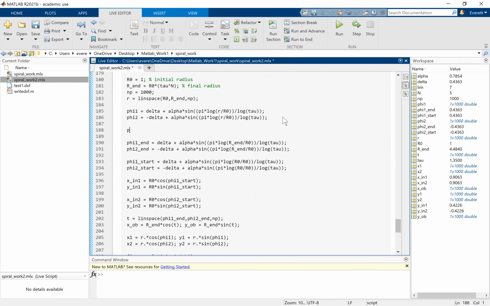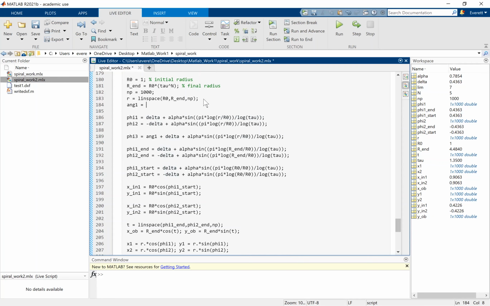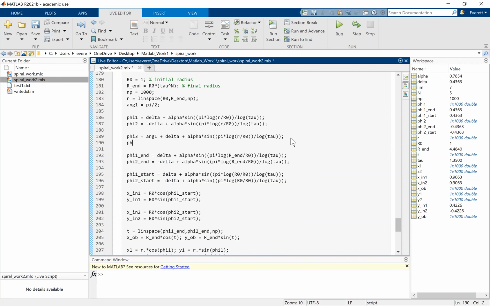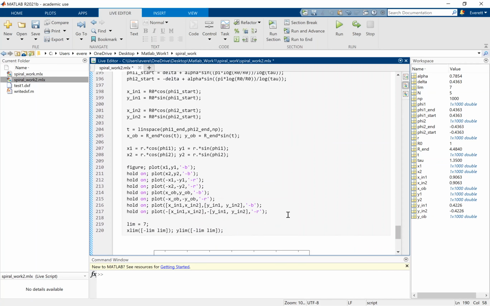So let's make a phi3. So phi3 will equal this, but we'll add in another variable, we'll just call it angle1. And angle1, which we'll put up here, is just pi over 2. It's 90 degrees. And then we'll make our phi4, and this will be angle1, but minus delta. All right, so we do that, and then we could just, hold on, we can plot.